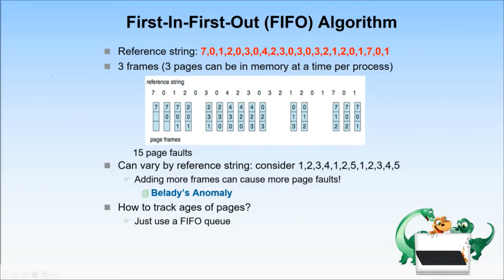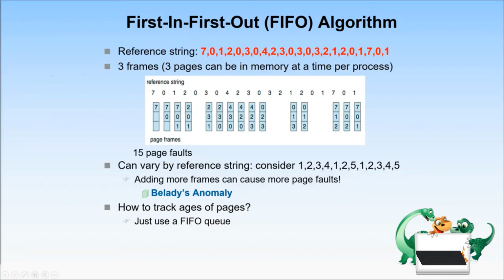So how do you come up with 15 page faults? You have to count the number of occupied frames here: 1, 2, 3, 4, 5, 6, 7, 8, 9, 10, 11, 12, 13, 14, 15. So that would be 15 page faults. Now as I was saying, although FIFO is simple and easy, it is not always optimal or even efficient.